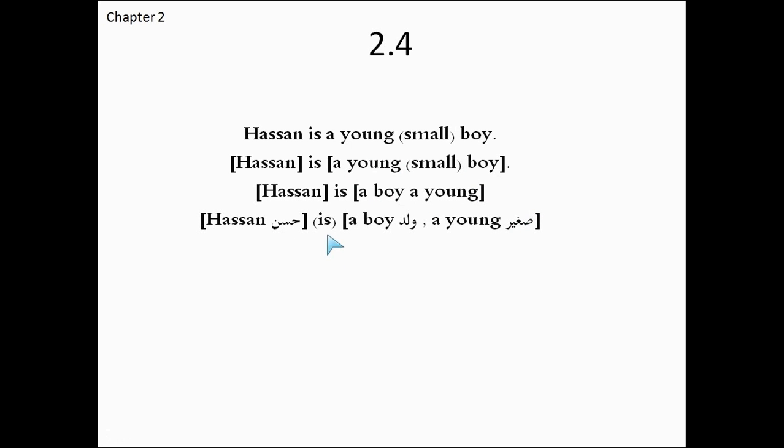So let's plug in the Arabic. Hassan, we don't need the is. Walad, sagir. Hassanun, waladun, sagirun. Remember, Hassan is a proper name, and therefore it's automatically definite. We don't need to put al. And since we're shifting from the definite to indefinite, that's where the is belongs. Hassanun waladun sagirun. Hassan is a young boy.